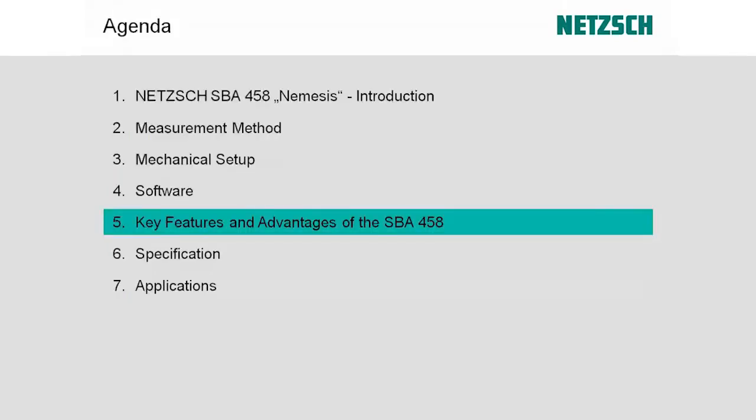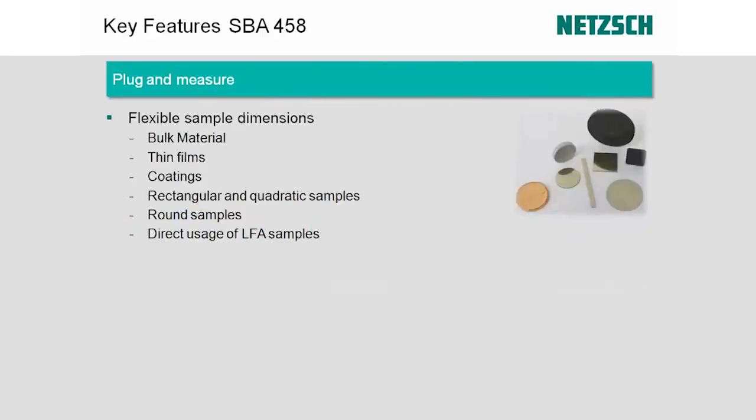Okay, so now we're going to talk about some of the key features and advantages of the SBA 458. I've mentioned a few of them already. One of them is the flexibility of the sample dimensions. So you can see we can measure bulk materials, films, coatings. Films and coatings are normally going to be applied to a substrate. We can do rectangular and quadratic samples. We can measure round samples. The round samples allow us to directly measure the same samples that are used for LFA.